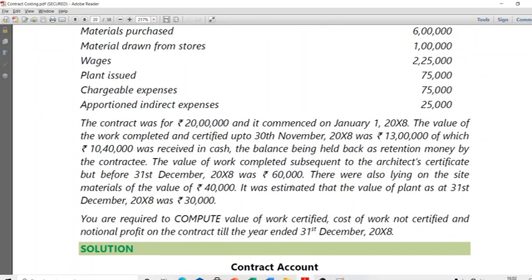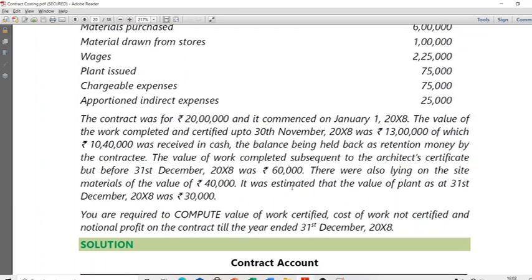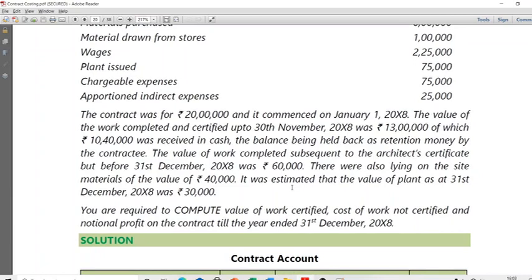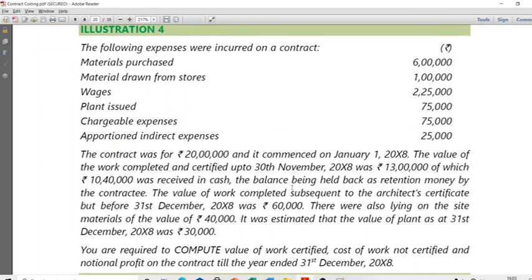The value of work completed subsequent to the architect's certificate but before 31st December 2018 was 60,000. There were also lying on the site materials of the value of rupees 40,000. It was estimated that the value of the plant as at 31st December 2018 was 30,000. You are required to compute value of work certified, cost of work not certified, and notional profit on the contract till the year ended 31st December 2018. Right? Let's just use these details.